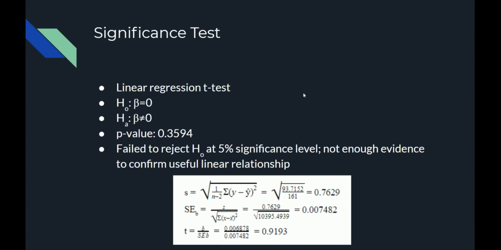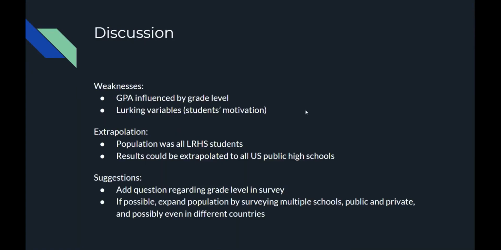The residual plot showed no pattern, and the normal probability plot appeared linear. We did all our calculations, which are shown at the bottom there, and we ended up with a p-value of 0.3594. So we very much failed to reject the null hypothesis at the 5% significance level and concluded that there was not enough evidence to confirm that there is a useful linear relationship. One issue with our study is that GPA is noticeably influenced by grade level, and we think our data would have been more accurate, maybe shown more of a correlation if we had differentiated between grade levels.